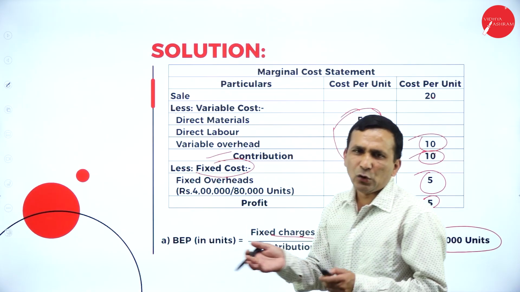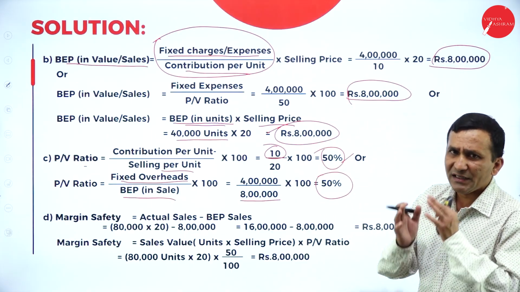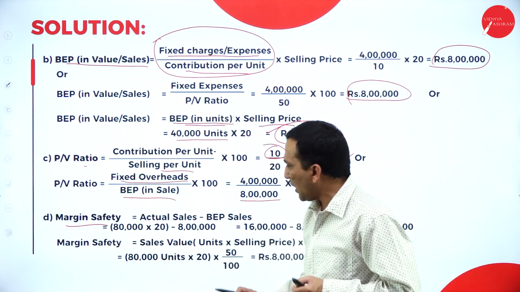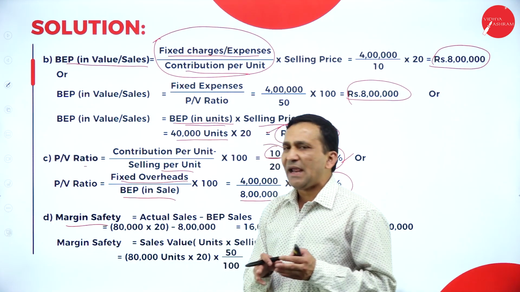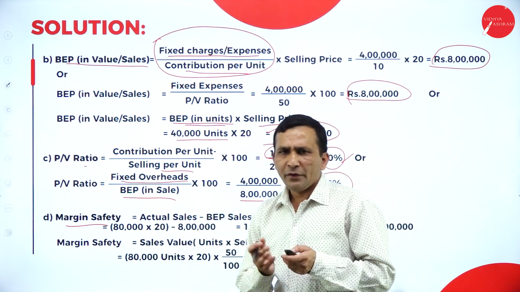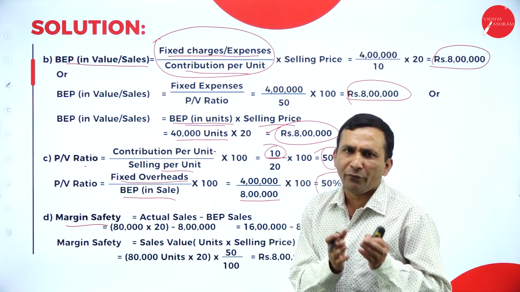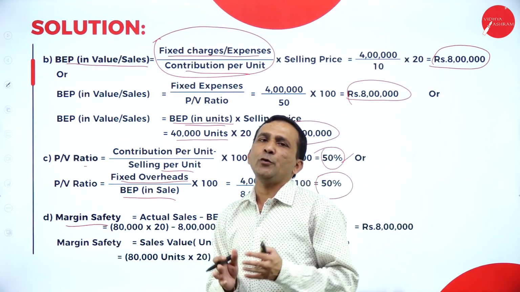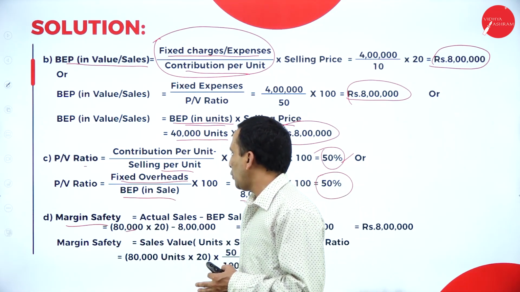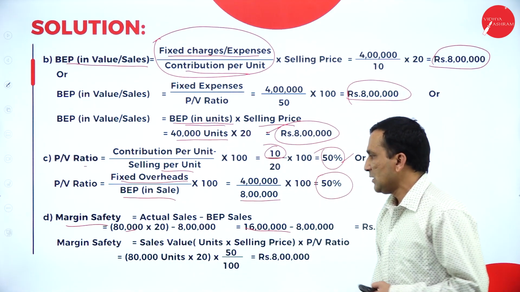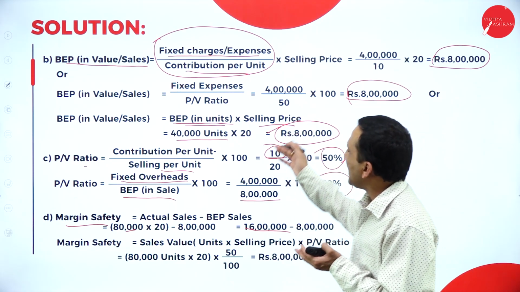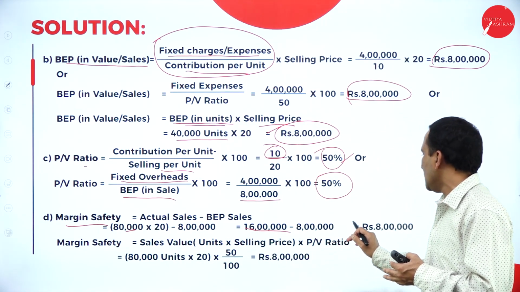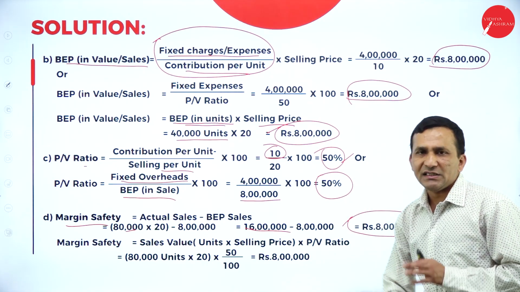Whatever we are doing now is under normal conditions, without increasing or decreasing anything. Margin of safety is a very simple formula: actual sales minus break even sales. Actual sales are given in the question: the number of units you are producing is 80,000, and the selling price per unit is 20. So 80,000 into 20 gives 16 lakhs. The break even sales we just calculated is 8 lakh. From actual sales minus break even sales, the margin of safety is 8 lakhs.